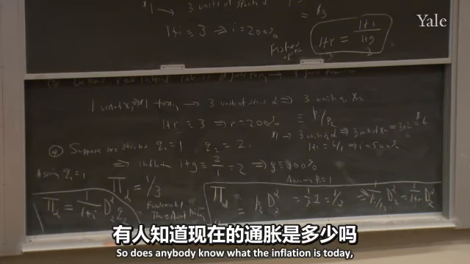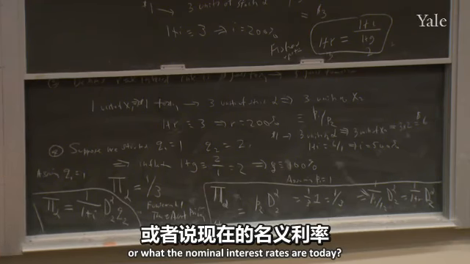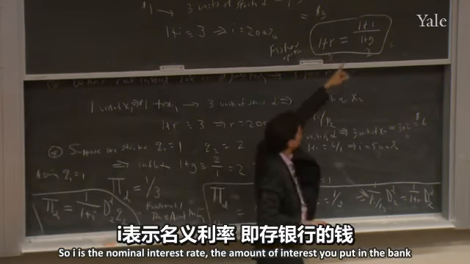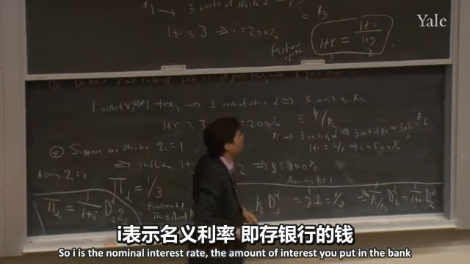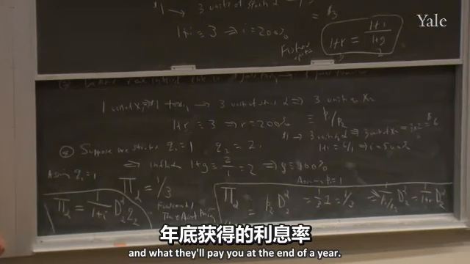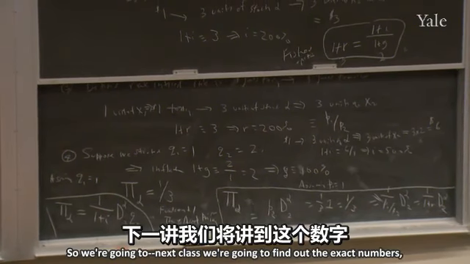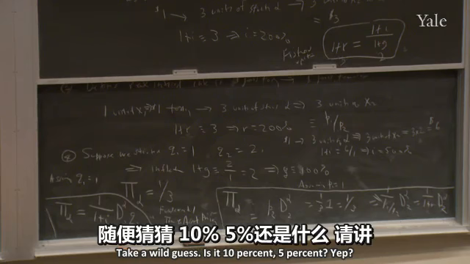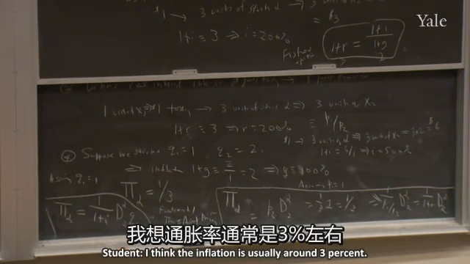Okay, so does anybody know what the inflation is today or what the nominal interest rates are today? So i is the nominal interest rate, the amount of interest you put in the bank and what they'll pay you at the end of a year. Next class, we're going to find out the exact numbers, but what do you think it is about? Does anyone have any idea? Take a wild guess. Is it 10%? 5%? Yep.